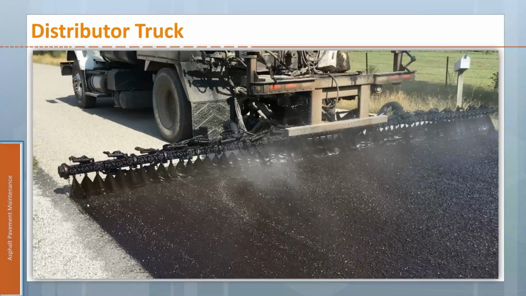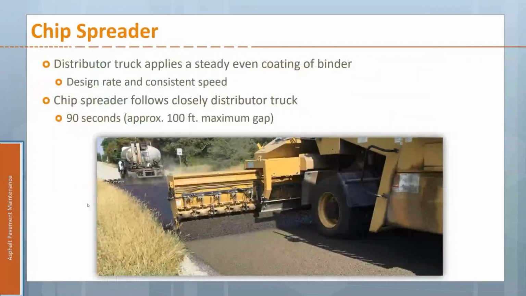Right behind the distributor truck, then we've got the chip spreader, and it's got the spreader that's going to drop those chips the exact width of what that distributor truck spray bar was. So we're covering all of that fresh oil with the rock. Those rocks need to drop in. They need to embed about halfway.